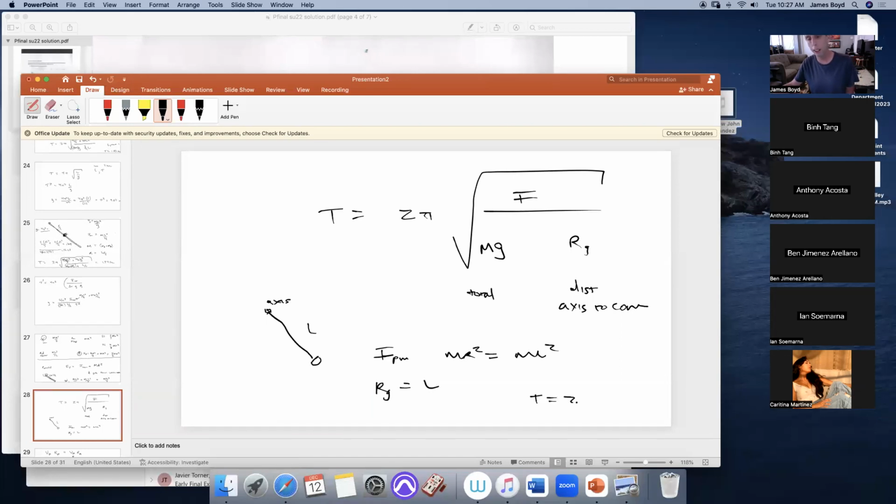So T is 2 pi root of ml squared over mgl, which I want you all to remember for the rest of your life. The reason it's L over g is because the moment of inertia of a point mass is ml squared, and the radius of gyration is L. So if you can do that for some simple objects, it's not going to be crazy. It'll be pretty straightforward, hopefully.